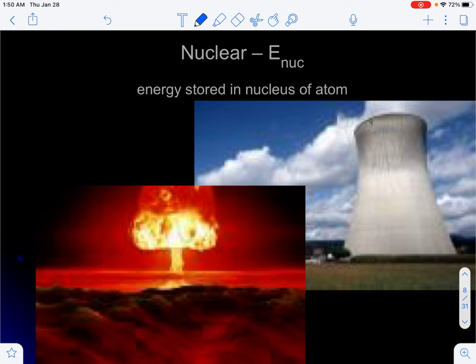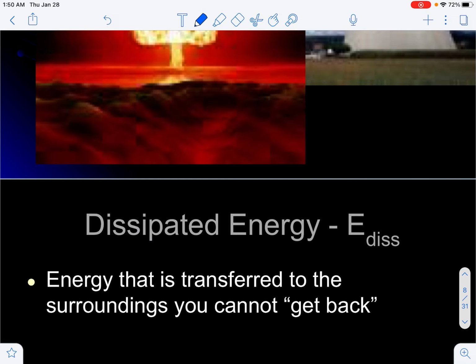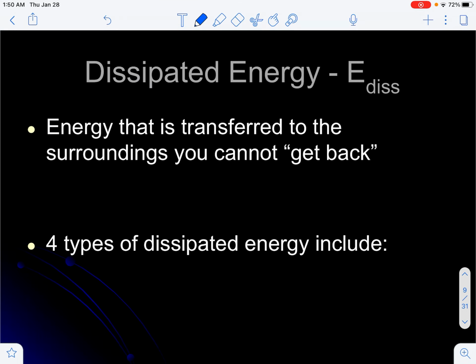Or even more potential energy is when we combine atoms, the fusion energy, right? We have fusion energy, the power of the sun, right? Combining two nuclei to make one bigger nucleus, right? Those are nuclear energies. The next type of energies we're going to classify as one big thing.